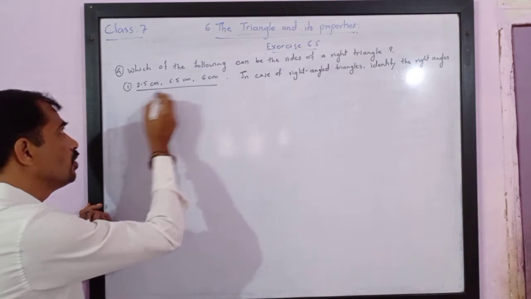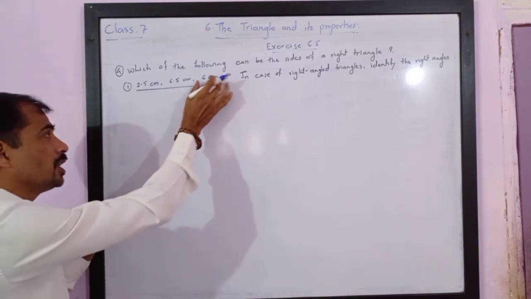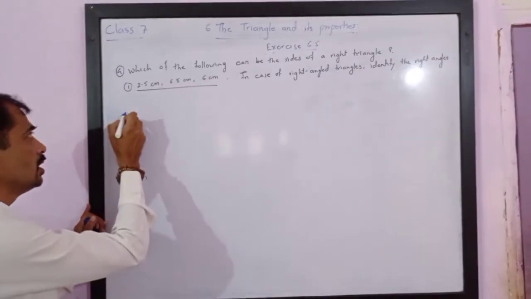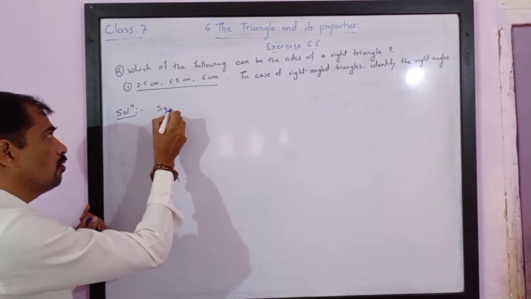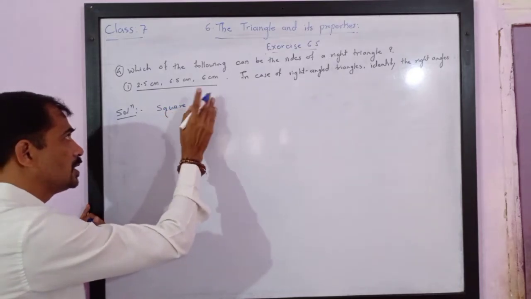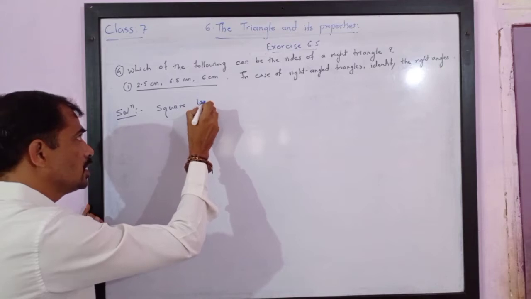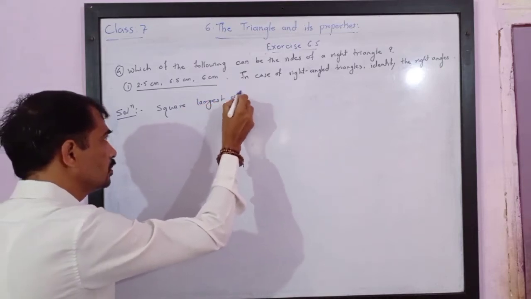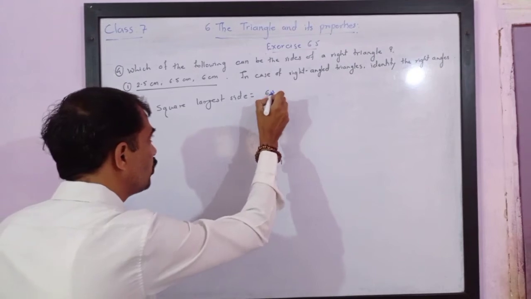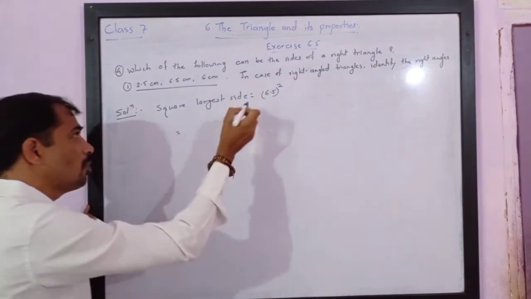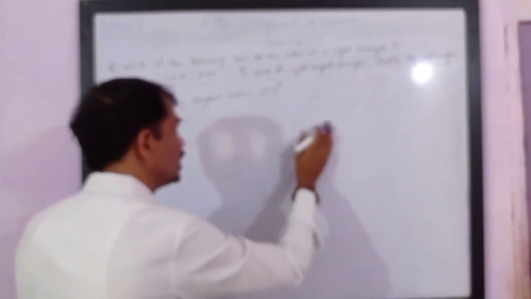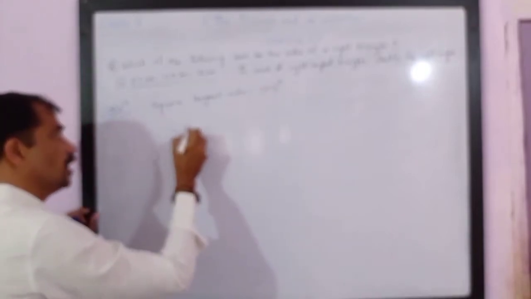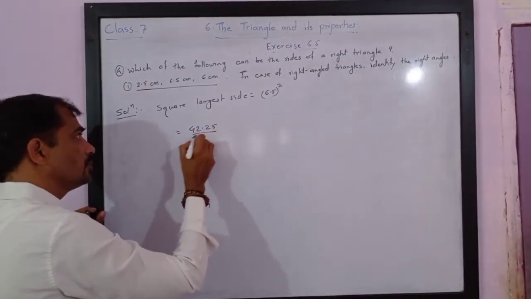Let us check. Three sides are given: one is 2.5 centimeter, 6.5 centimeter and the third is 6 centimeter. Let us write the solution for this. Square of the largest side, or biggest side, is equal to 6.5 square. Now 6.5 square, it is 65 into 65, or you can say 6 7s are 42 and 25. So you will get 42.25.